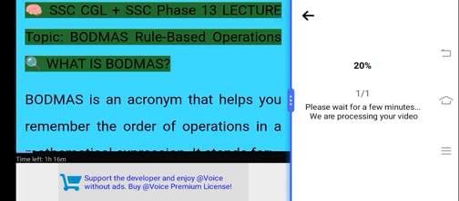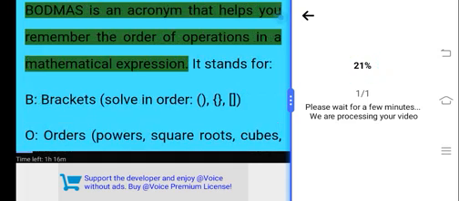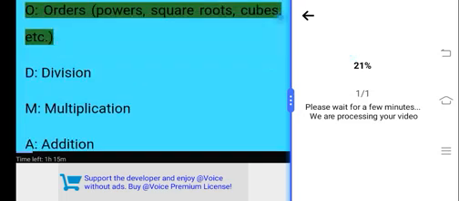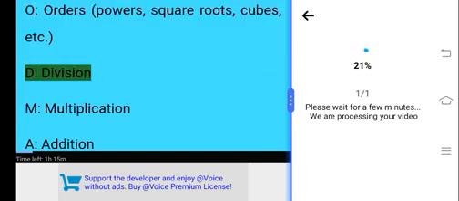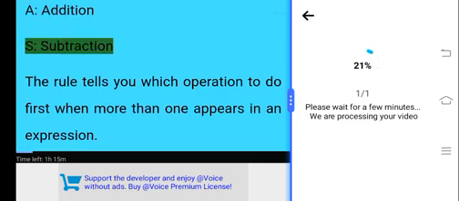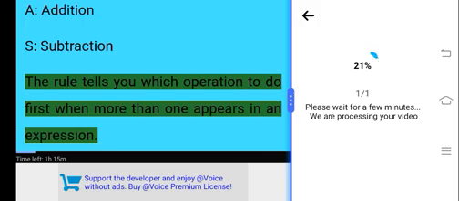SSC CGL plus SSC Phase 13 lecture topic: BODMAS rule-based operations. What is BODMAS? BODMAS is an acronym that helps you remember the order of operations in a mathematical expression. It stands for B: Brackets, solve in order. O: Orders, powers, square roots, cubes, etc. D: Division. M: Multiplication. A: Addition. S: Subtraction. The rule tells you which operation to do first when more than one appears in an expression.